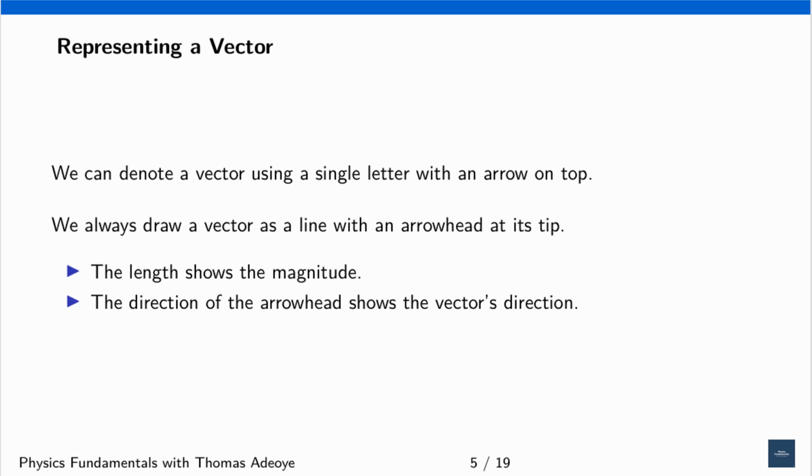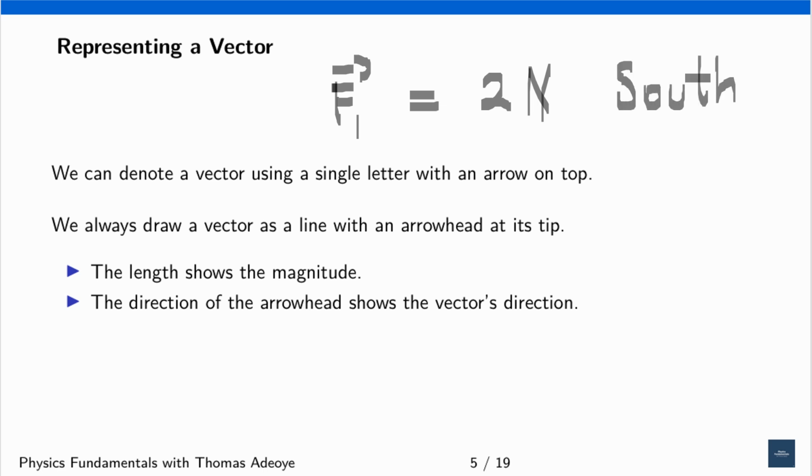Here we are going to talk about representing a vector. A vector can be denoted using a single letter with an arrowhead. If you check the previous slide, when I wanted to write a force F1 of 2 Newton south, this is how I wrote it. Look at this: I denoted this vector using a single letter F with an arrow on top of it. This indicates that this is a vector quantity.